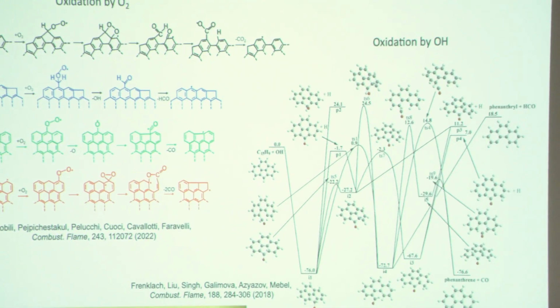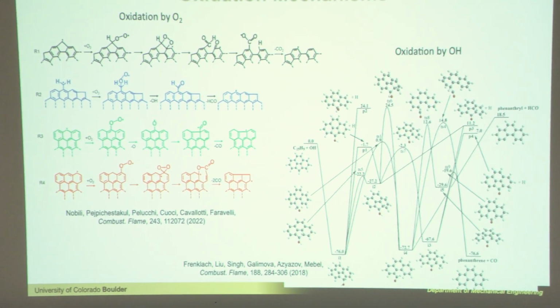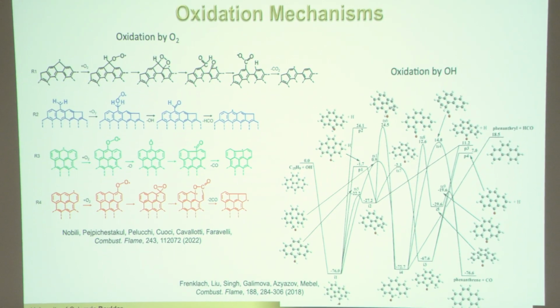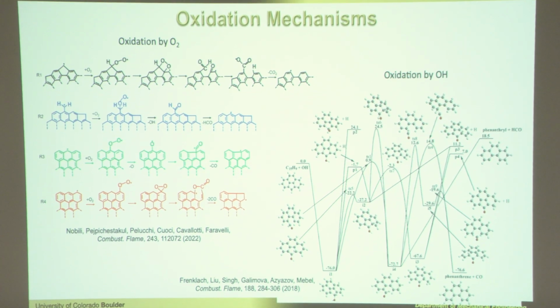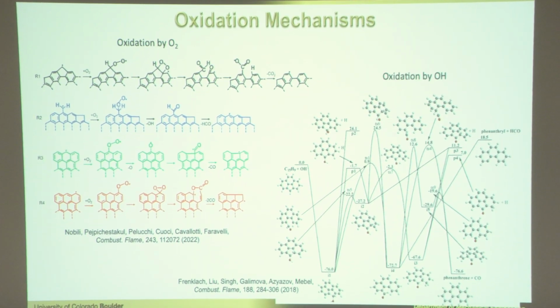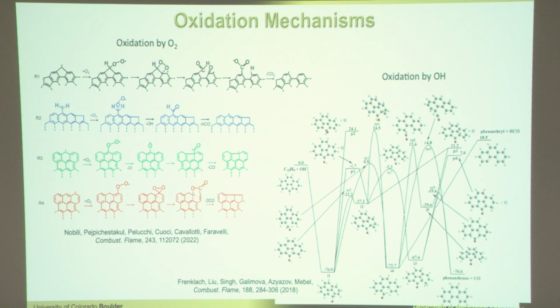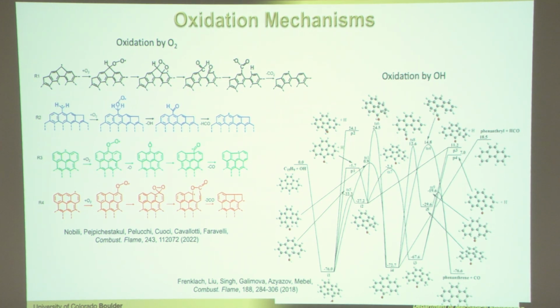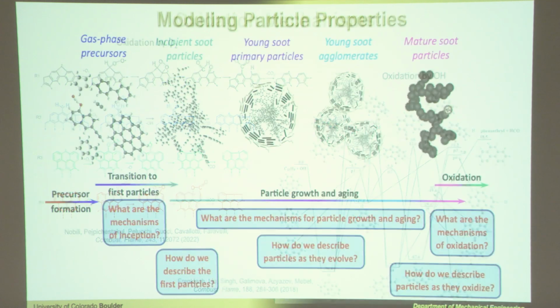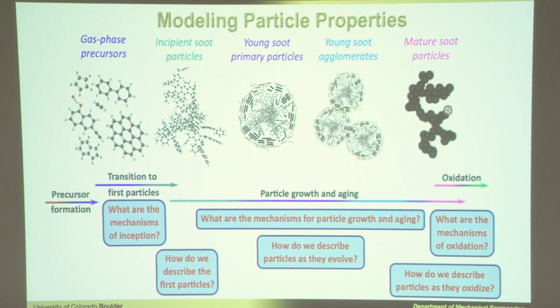You're paying attention. Okay, oxidation mechanisms. Here's a couple of oxidation mechanisms people talk about, right? There are different types of oxidation mechanisms. You can oxidize with O2, you can oxidize with OH. You're grabbing these carbon atoms on the edges of these sheets, maybe in the center, you're fragmenting, they're falling apart, they're flaking. Okay, so that's our oxidation.